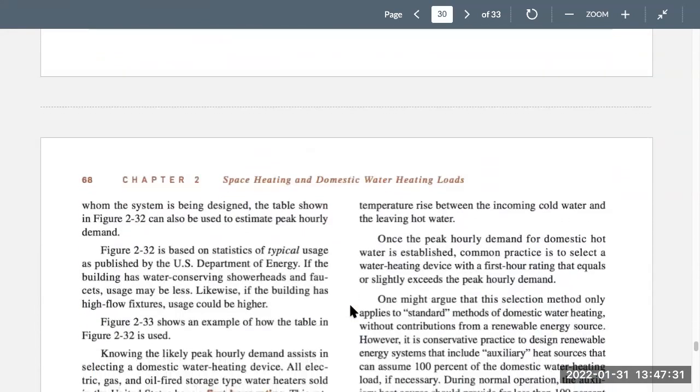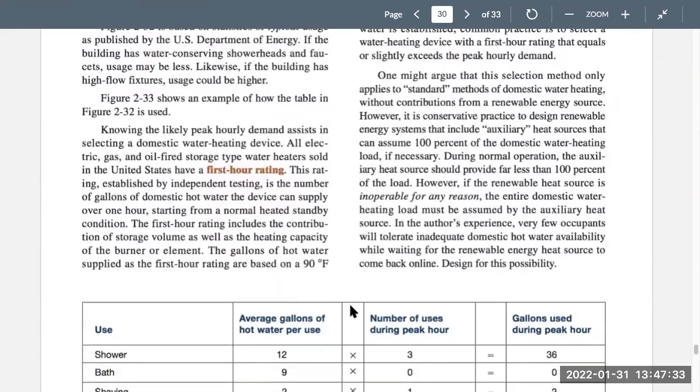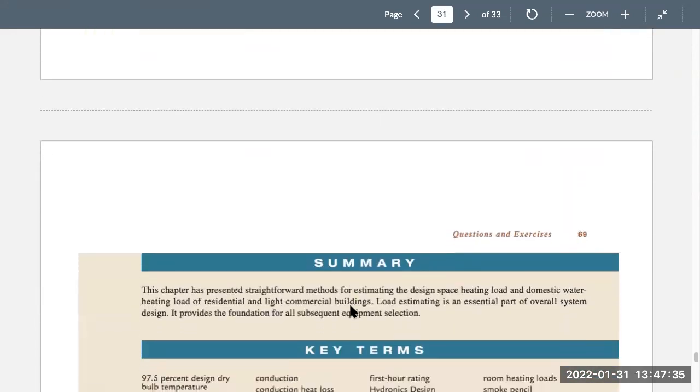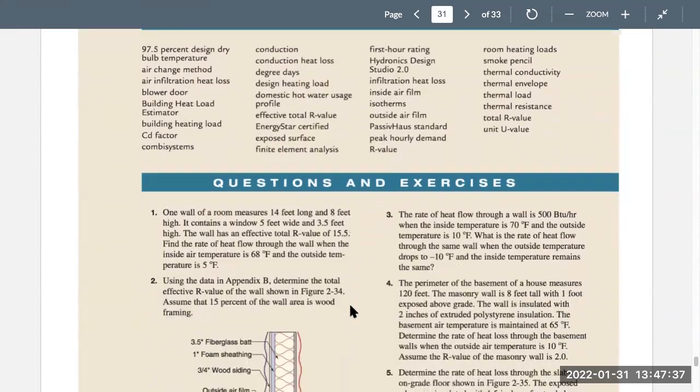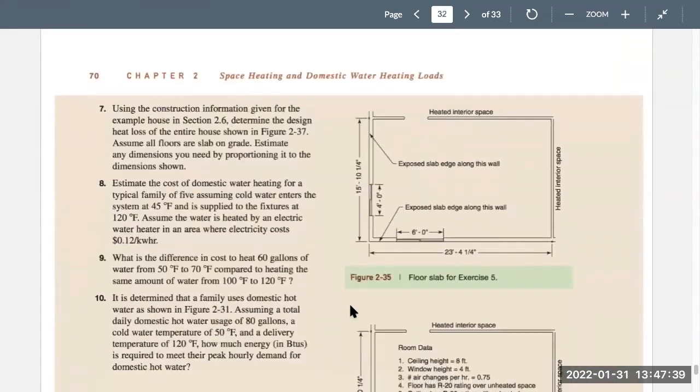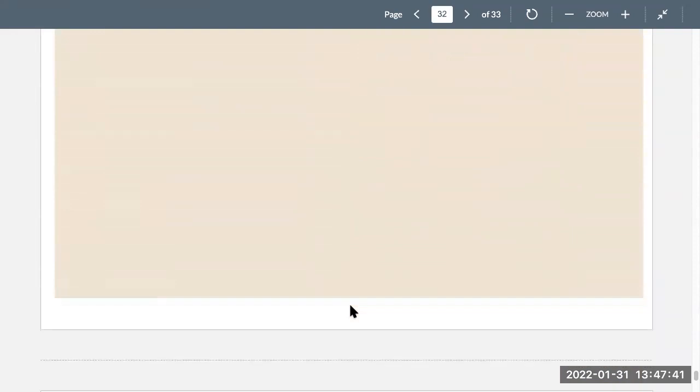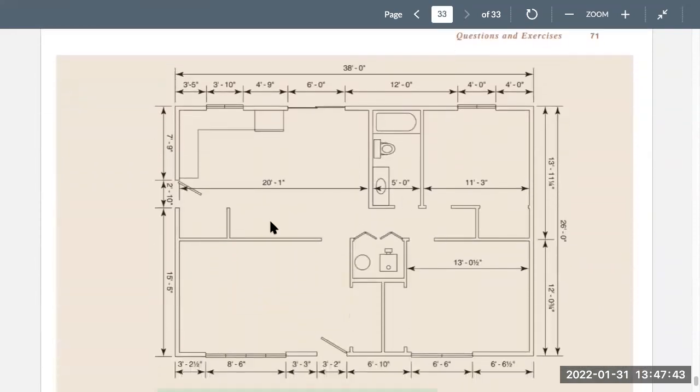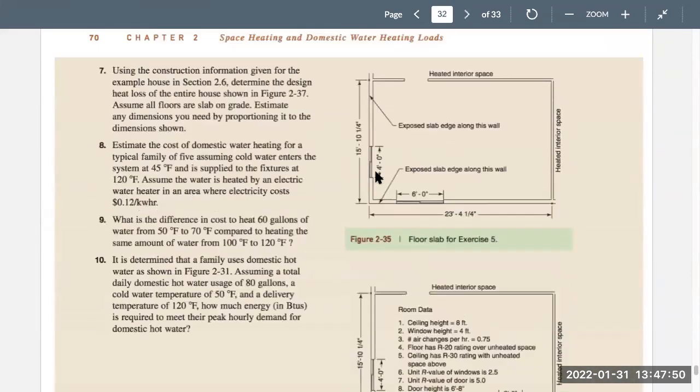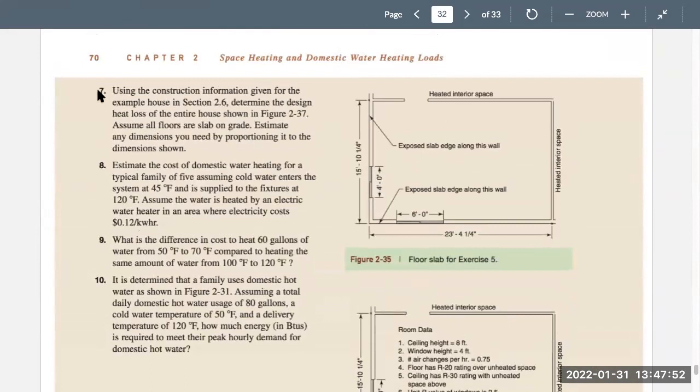And they don't get into it deep enough. So they just cover a couple pages and then that's it. So that ends our module 2. And this is the thermal calculator example that we did. So that's coming from question number 7.